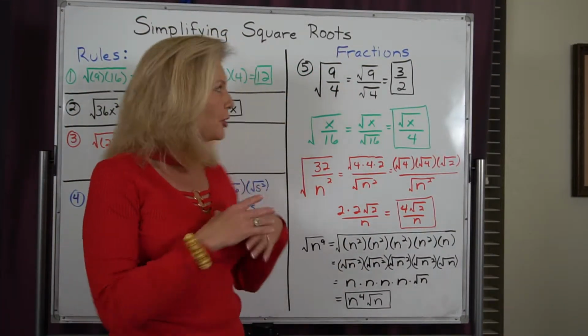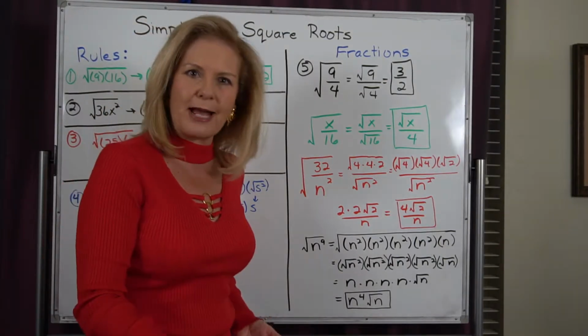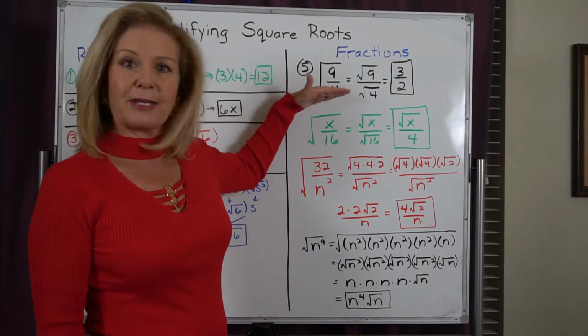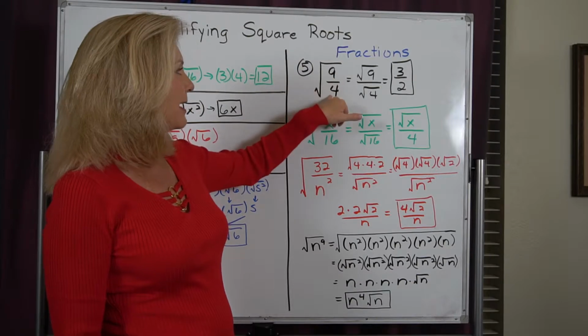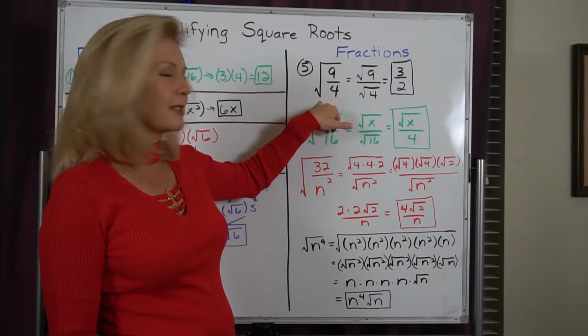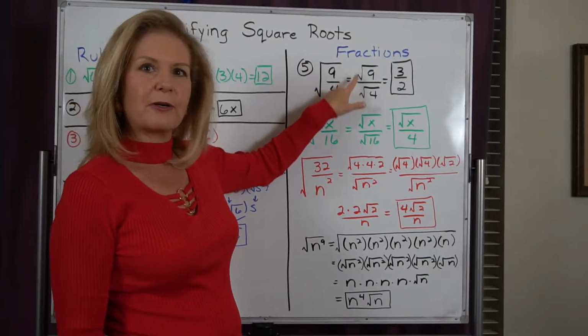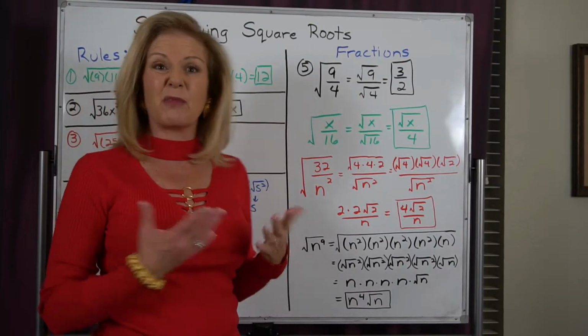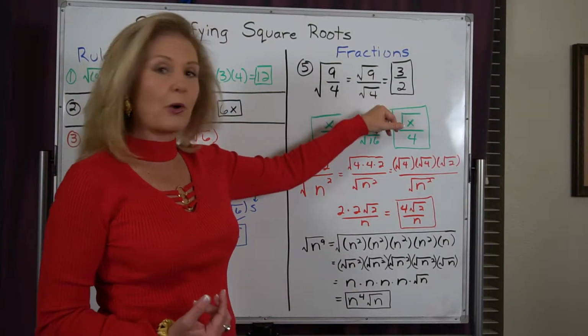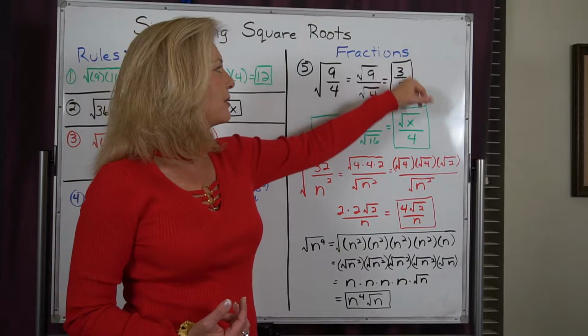But remember, you're putting everything under its own radical sign. So we're going to start with the easiest one. If I have 9 divided by 4 under that square root symbol, I'm going to do the square root of 9 by itself and the square root of 4. I'm lucky here because both 9 and 4 are perfect squares, and I get 3 over 2.